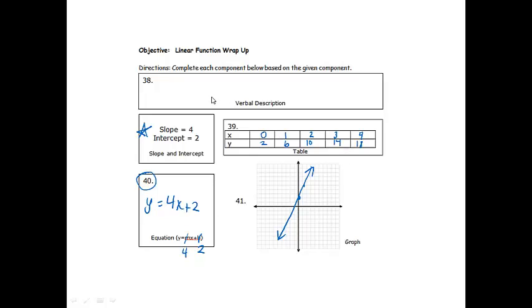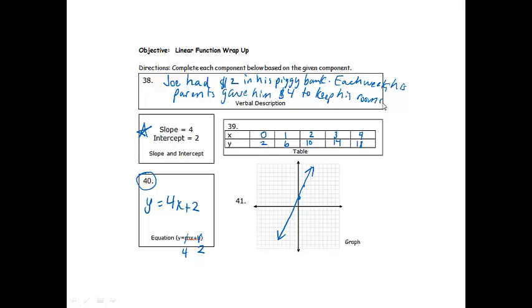Alright, and then the last part I have is my verbal description. The biggest thing I need to know is I start at 2 and I go up by 4 every time. So I'm just going to talk about Joe, and I'm going to say he had $2 in his piggy bank. And I'm going to say each week his parents gave him $4 to keep his room clean.